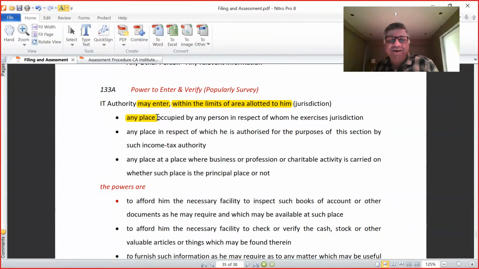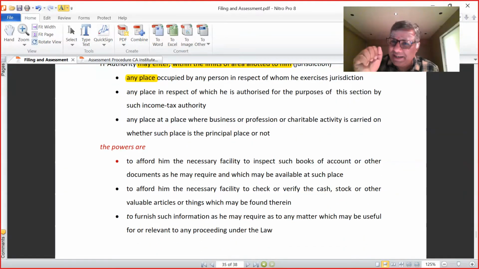So the survey can be by the Nungambakam IT assessing officer of that particular ward, wherever Venkatesh is, because he belongs to my ward. He belongs to my jurisdiction. I can enter that place and ask Venkatesh. These are what they can do, to afford them necessary facilities.